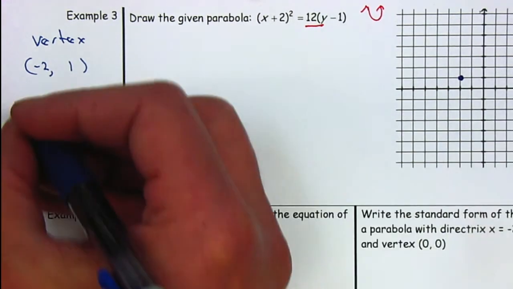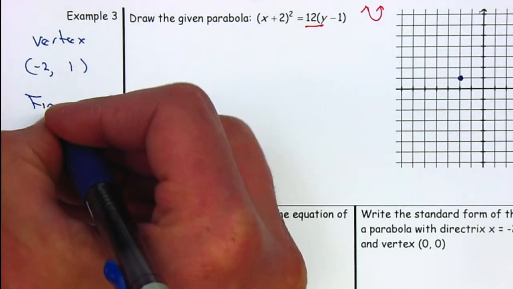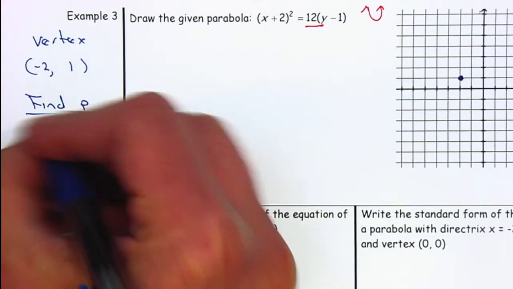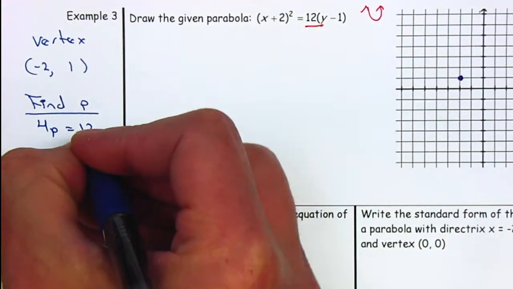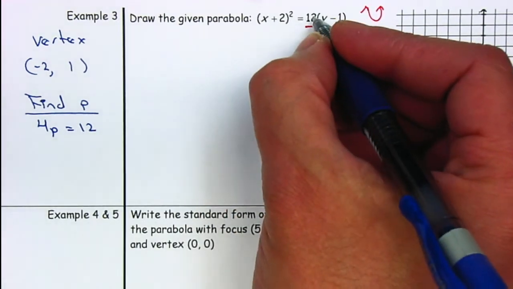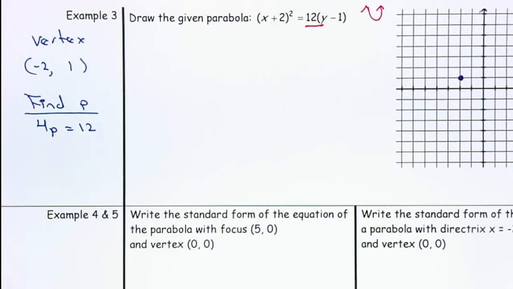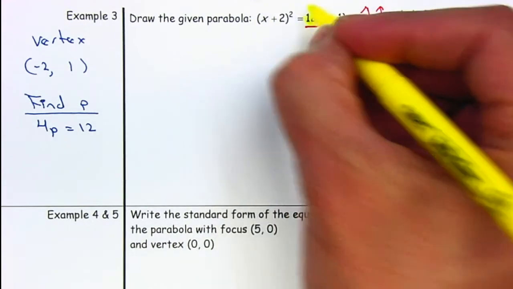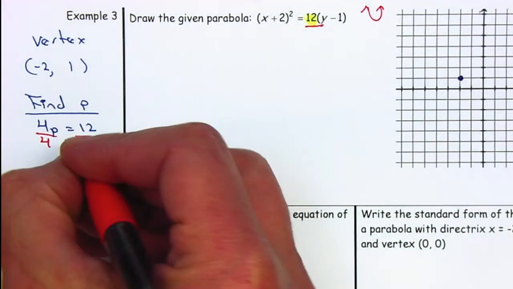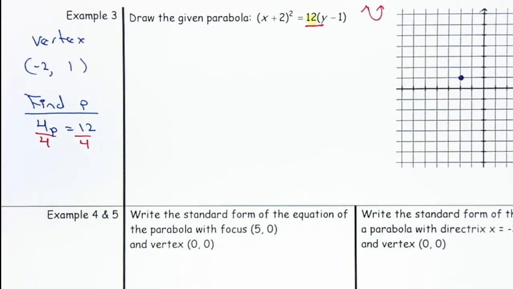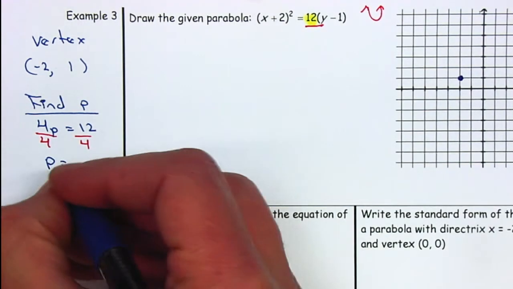I need to find the value of P because that will tell me how far my focus is from my vertex. So find P. I'm going to let 4P equal 12. It always equals this number. So you're always going to let 4P equal this number, and that will give you the value of P. I'm going to divide by 4 on both sides. That will give me P is equal to 3.